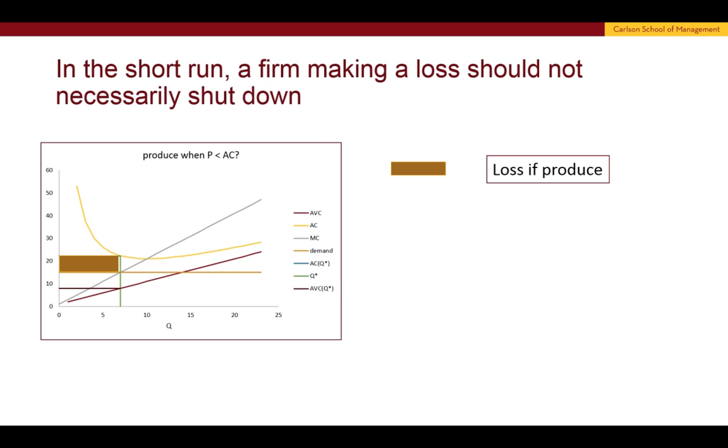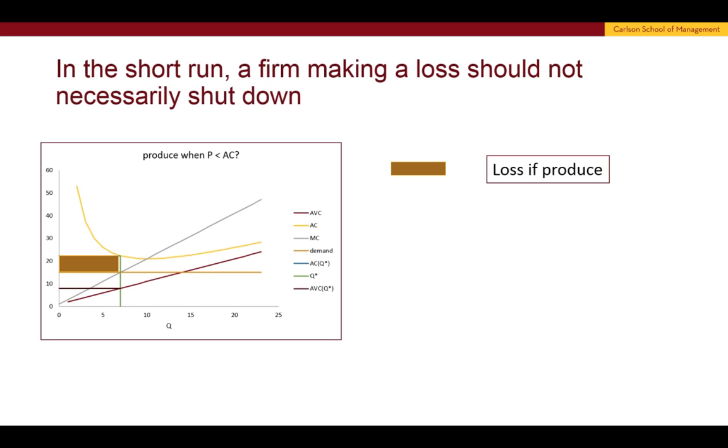But now let's ask the question, what if this firm didn't produce? How would its profits or losses compare to these losses? Well, remember again that this firm is incurring its fixed costs regardless of how many units of output it produces. So actually, there are going to be some losses if it doesn't produce too.